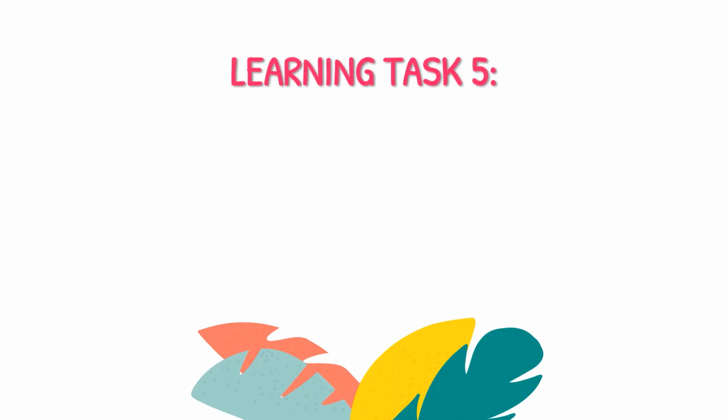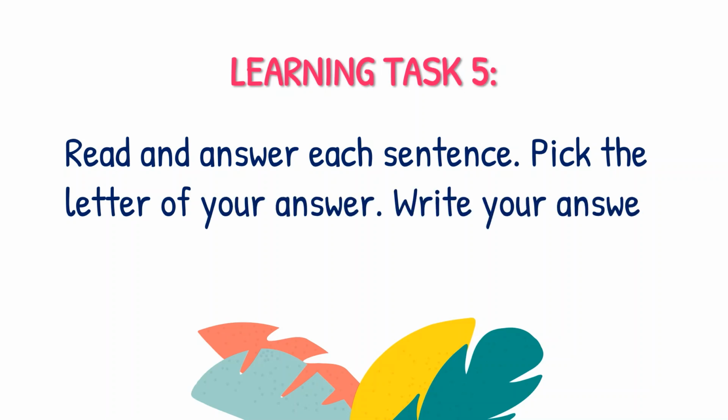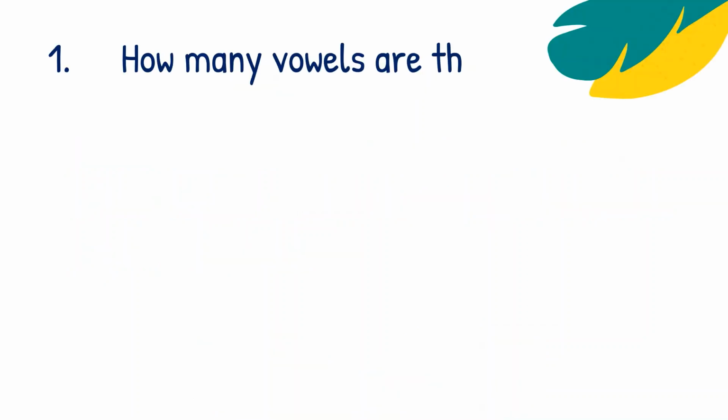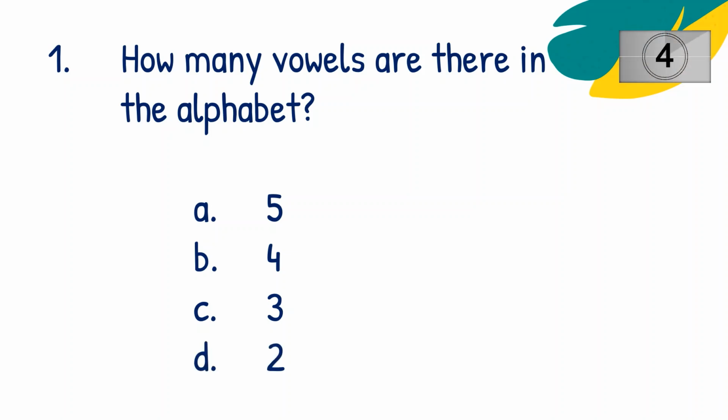Learning task number 5. Read and answer each sentence. Pick the letter of your answer. Write your answers in your notebook. Number 1. How many vowels are there in the alphabet? A. 5, B. 4, C. 3, D. 2. And the correct answer is letter A. 5.